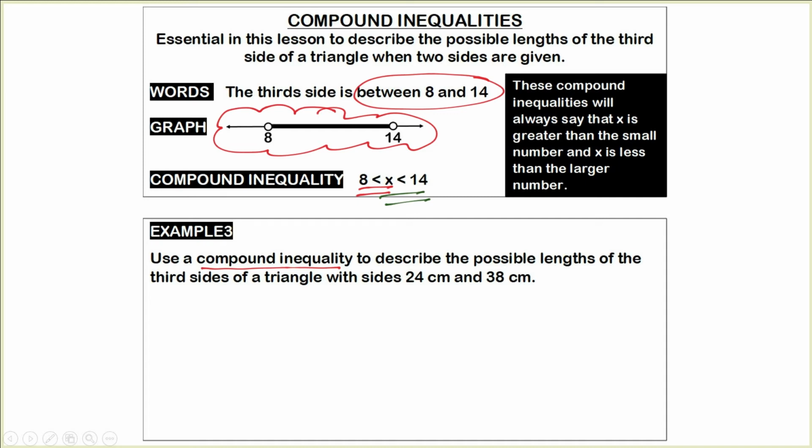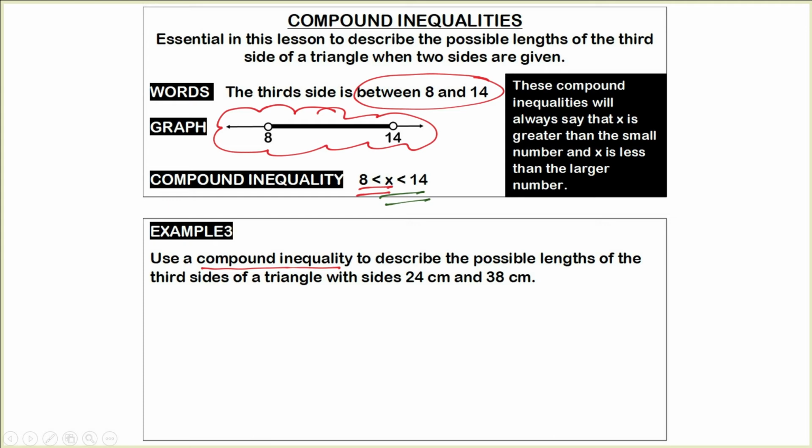Notice that the numbers are in the same order that they're in on the number line. 8 is to the left because 8 is the smaller number. 14 is to the right because it's the bigger number. And then we want to always say that our side length, or our x, is greater than the smaller number, but our x, or our side length, is less than the bigger number. We're putting our x between 8 and 14 because the possible side lengths are between 8 and 14. So now once we understand that, we can write our answer to example number 3 as a compound inequality.